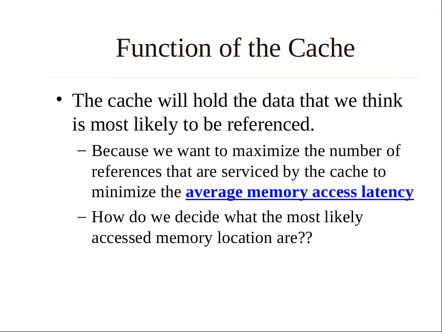So with our cache, we want to be able to hold data we think is most likely to be referenced. We want to maximize the number of references that are serviced. How do we decide what the most likely access locations are? Does anyone remember what we do about this? Randomly pick one. All right, terrible idea. Good try.